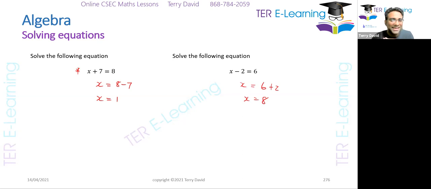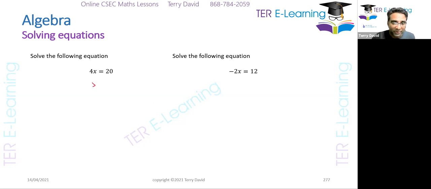These are simple, basic equations that you have to be able to solve. Now, if we have something like 4x is equal to 20 and you want to solve for x, you need to get rid of the 4. The only way you can get rid of that 4 is by dividing both sides of my equation by 4. So, therefore, x has to be equal to 20 divided by 4, and therefore x has to be equal to 5. And that's my solution.